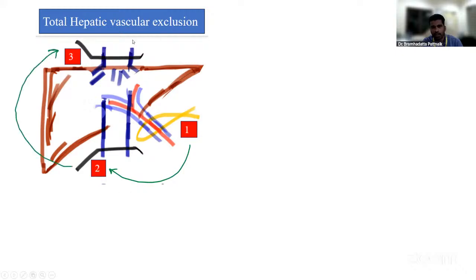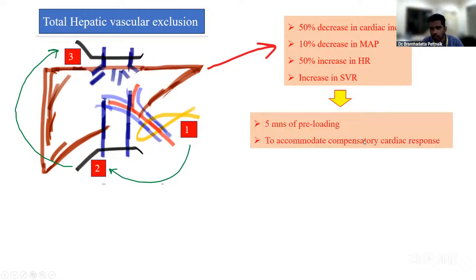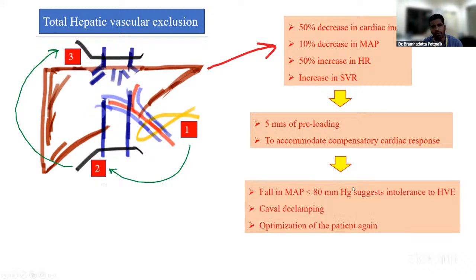But this total hepatic vascular exclusion, many patients may not physiologically tolerate it well because it is associated with a 50% decrease in cardiac index. That may be too much in sicker patients or pediatric patients. So before that, you need to do 5 minutes of preloading, preferably with 20% albumin or 5% albumin if it is available. And then you see the tolerability, and then only you can go for total hepatic vascular exclusion.